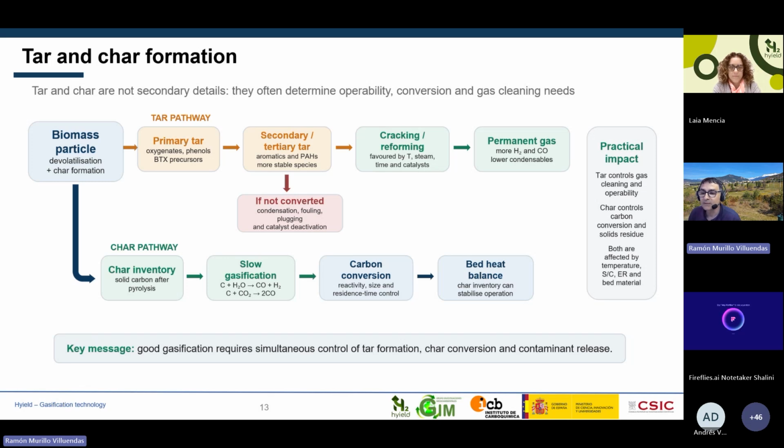Char follows a different pathway because after pyrolysis, part of the carbon remains as a solid char inventory. This char reacts more slowly with steam and carbon dioxide through heterogeneous gasification reactions. Therefore, char conversion depends strongly on particle size, feedstock properties, ash composition, temperature, and solids residence time. Incomplete char conversion reduces carbon conversion and increases solid residue. But in fluidized beds, for example, the char inventory can also contribute to the heat balance and help stabilize the process.